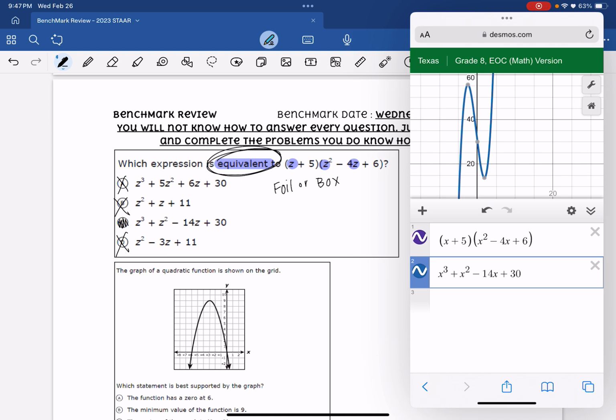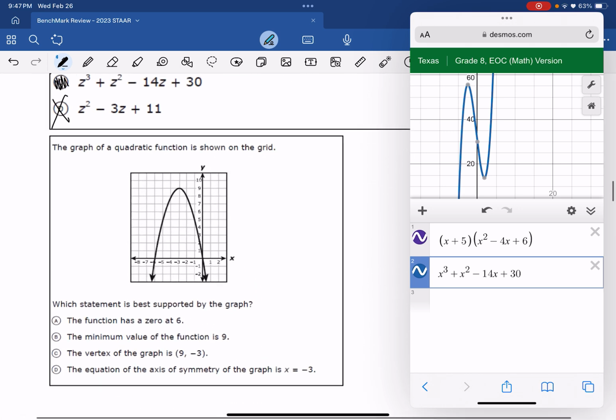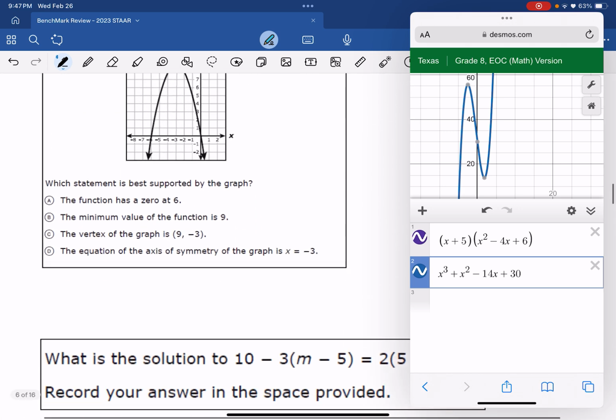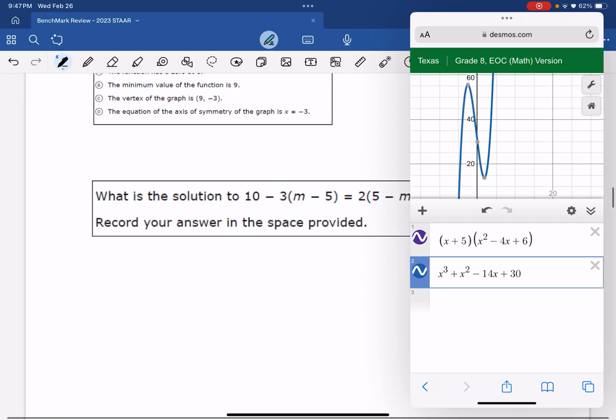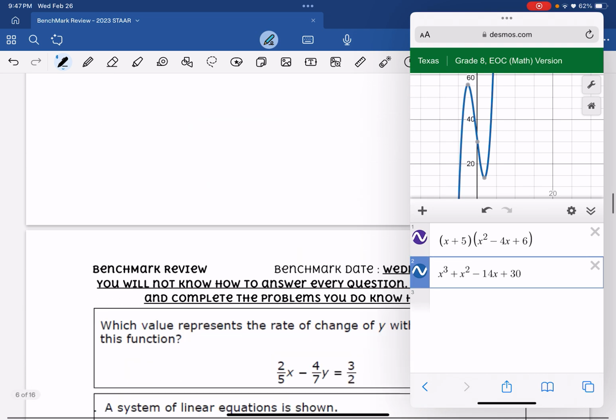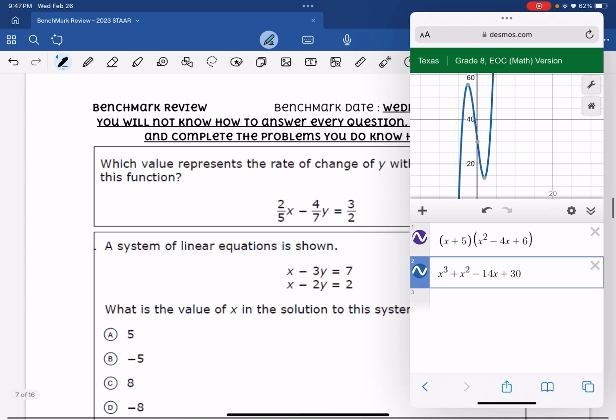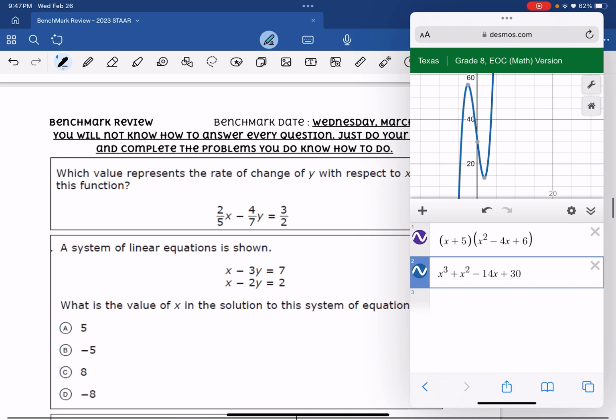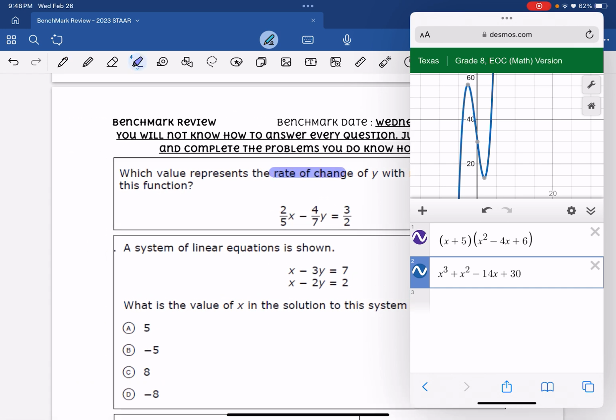All right, so the next one is something we'll learn on Monday. It's about parts of a quadratic, super duper easy. All right, we got a solving equations one. If you want to check your answer on that, you can always look at my benchmark review. Okay, solving for y and asking for the rate of change. We have to remember how to solve for y.